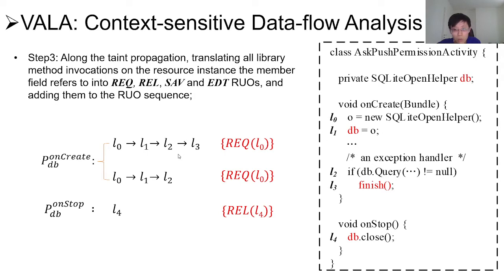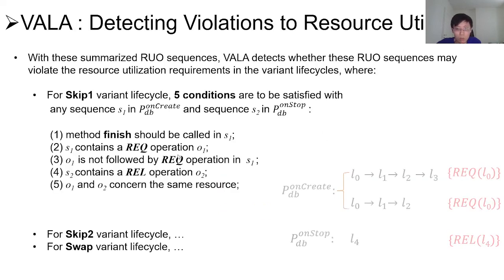Eventually, we can get three possible IO sequences from the three execution paths. And with the summarized IO sequences, Vala detects whether they may violate the correct resource utilizations in the variant life cycles in Skip 1, and if a violation exists, it leads to a resource leak error.